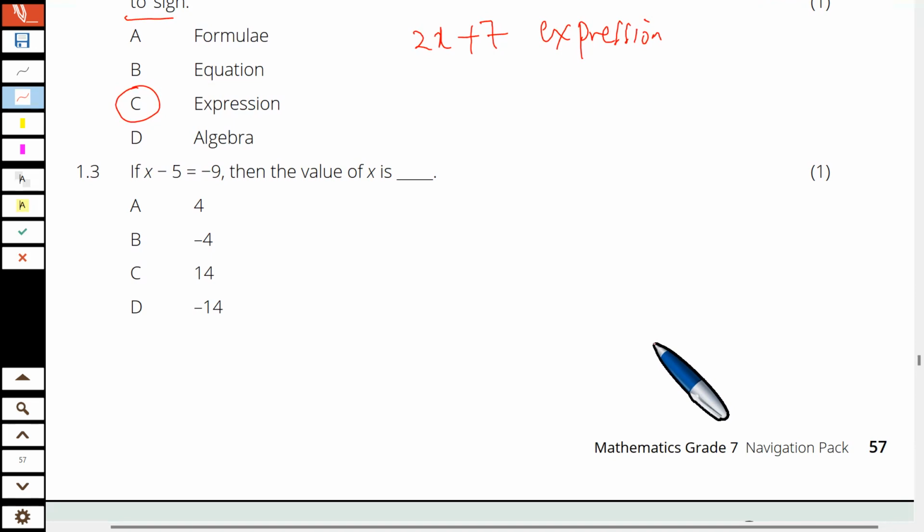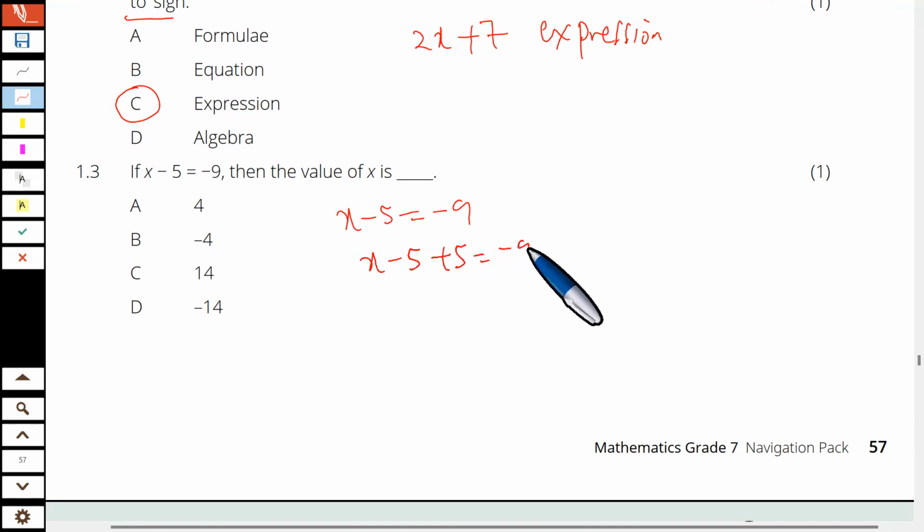14. Let's check that one. Okay, 1.3. So in 1.3 now, we shall have x minus 5 equals minus 9. So you have minus 5, you add 5, you have minus 9, you add 5. You add the opposite of the negative. So these cancel out and you have minus 4. Therefore in 1.3, the answer is B, minus 4.